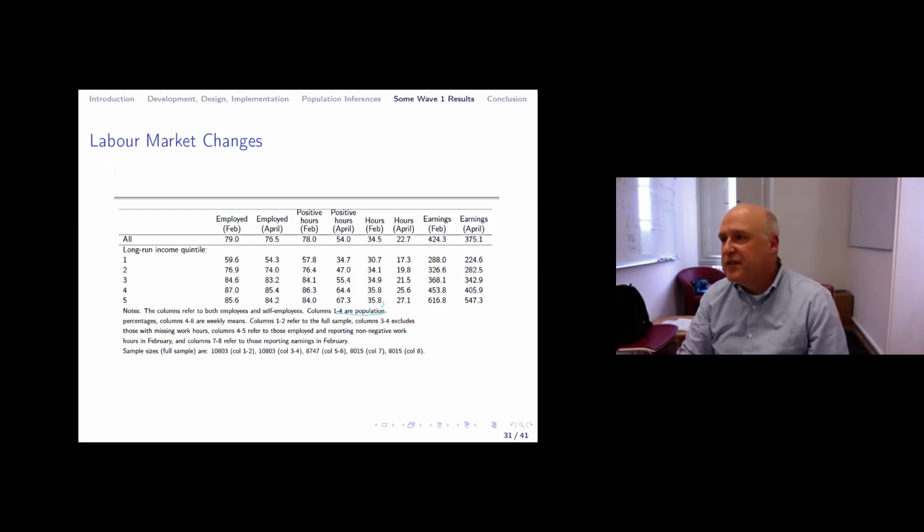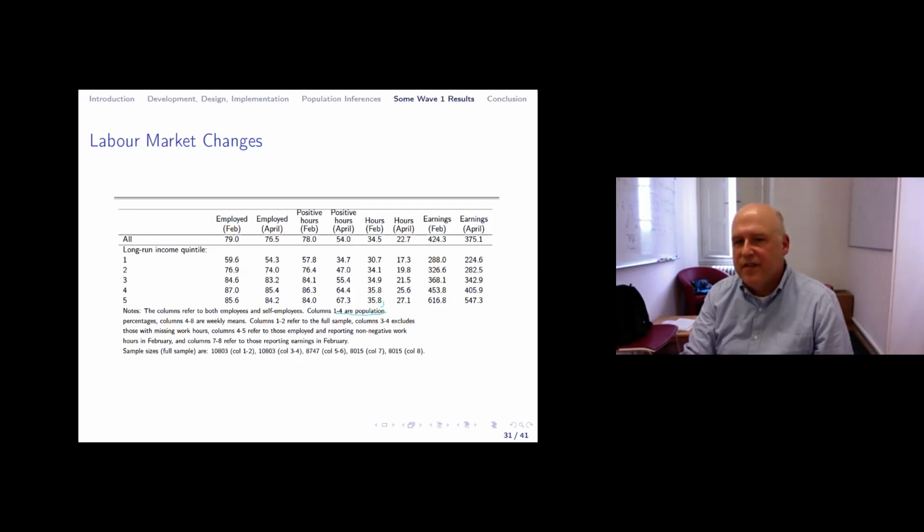This picture just shows the same things: employment, positive hours, weekly hours, mean weekly hours, and mean weekly earnings. So the same outcomes, again, February and April, pre-COVID, pre-pandemic, and then at the end of April. But what we're doing here is we're breaking people down by long-run income quintile. So what we're doing is we're looking at people's household income over past waves of the main survey, and dividing them into quintiles on that basis. So we're taking long-run average income.